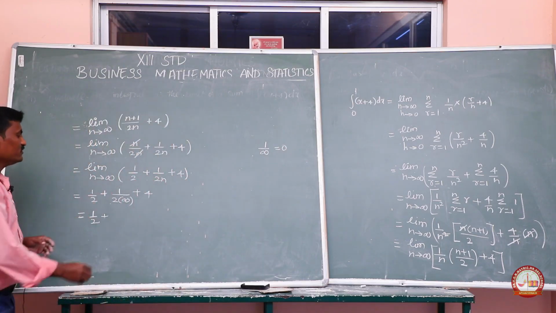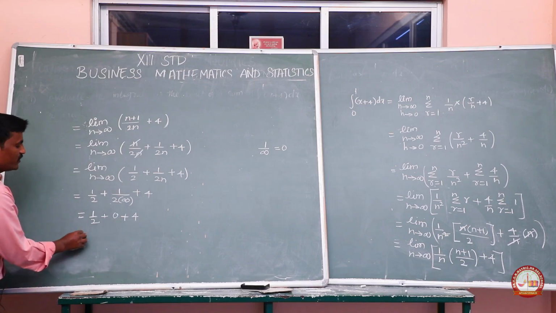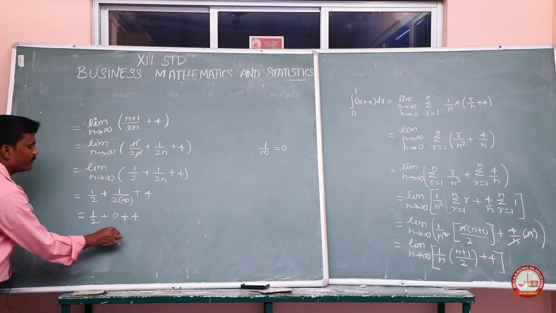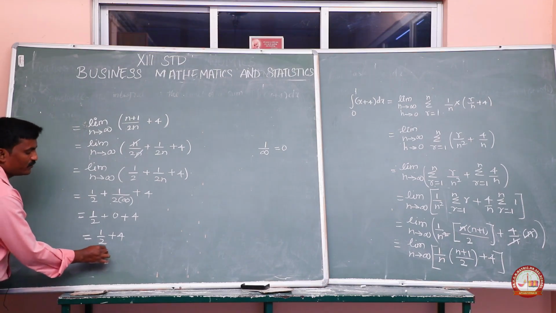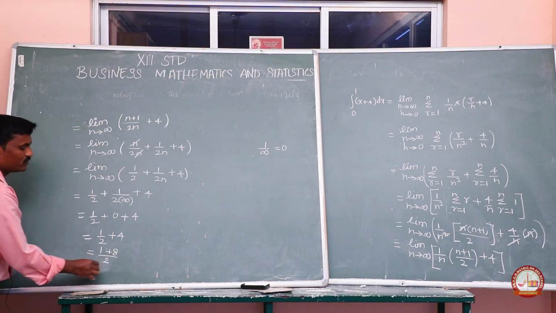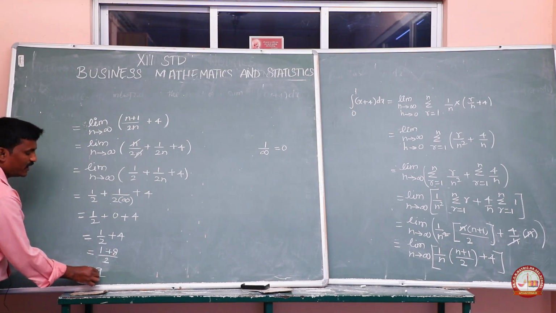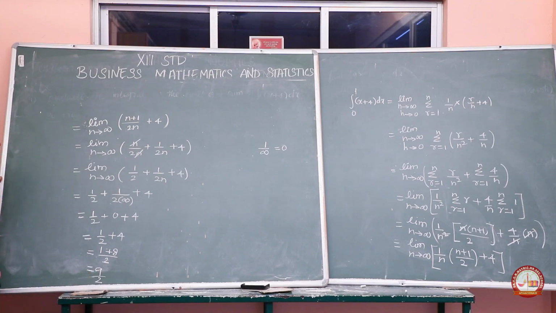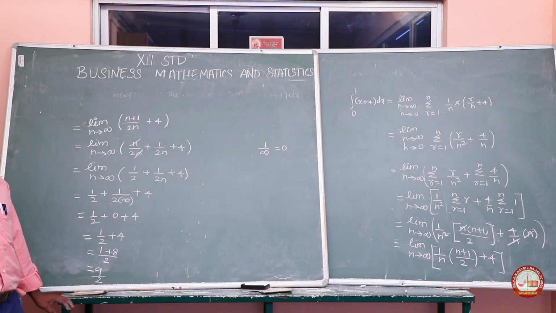We know that 1 by infinity equal to 0. Therefore, this value is 0 plus constant 4. Therefore, remaining value 1 by 2 plus 4. Take the cross multiplication, 1 plus 4 twos are 8, by denominator value 2. Therefore, 1 plus 8, 9 by 2. Therefore, the final answer is 9 by 2. That's all.